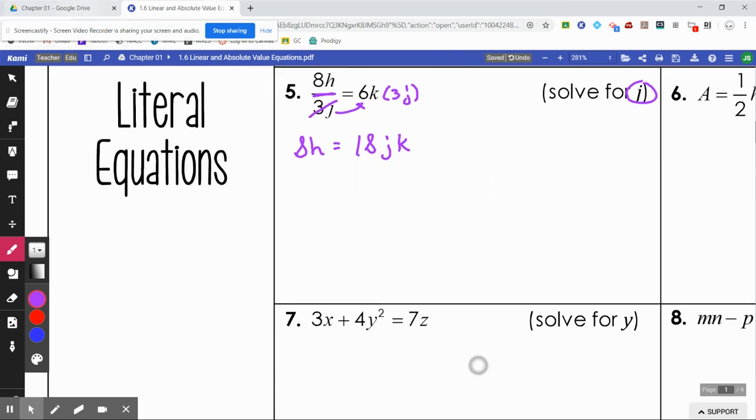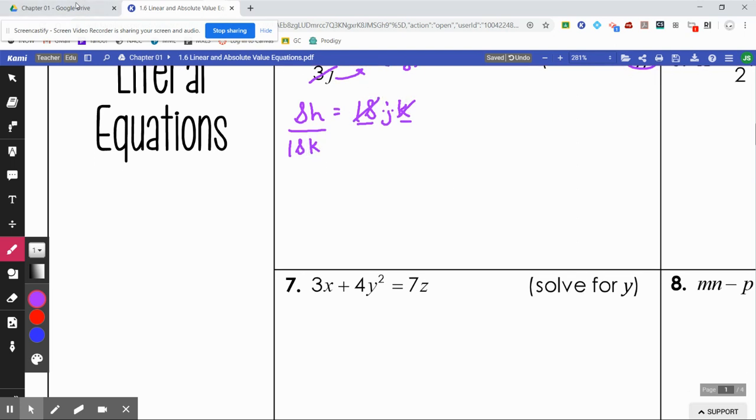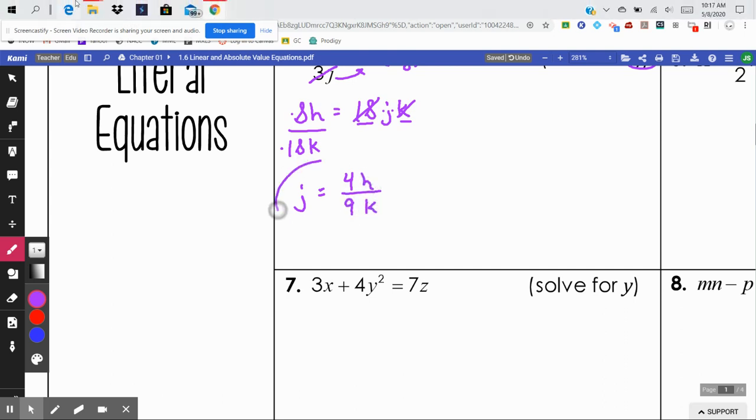Now to get j by itself, I've got to move these two things. Since they are being multiplied, I can move them at the same time by dividing. I'm going to divide by 18 and divide by k, mark them out, and j is now by itself. Let's clean it up a little bit though. J is equal to 8 over 18, we can reduce to 4/9. H on top, k on bottom, they do not combine.